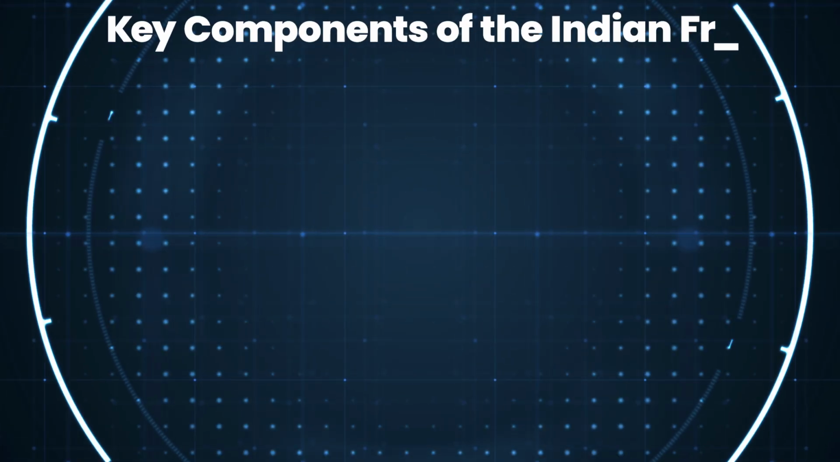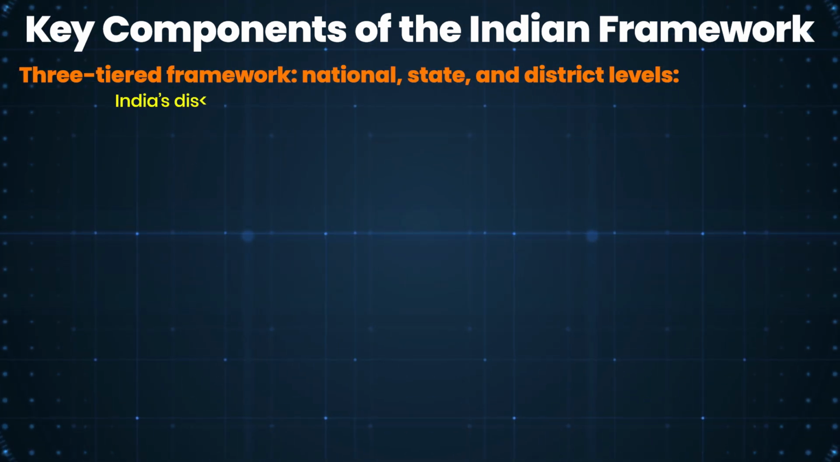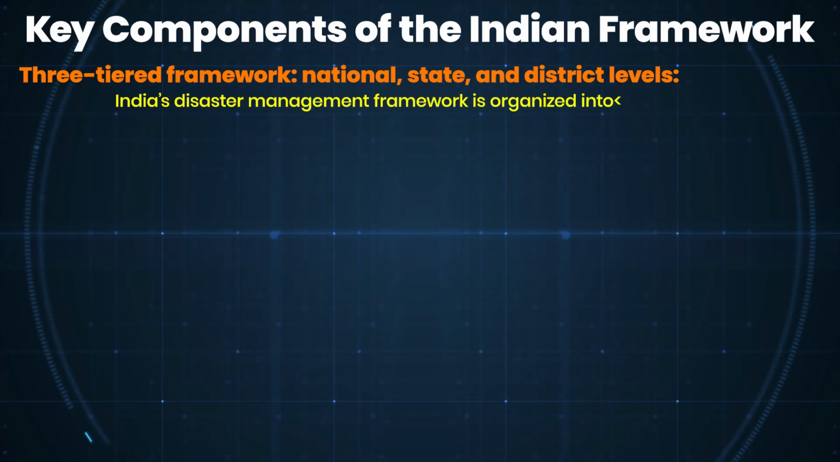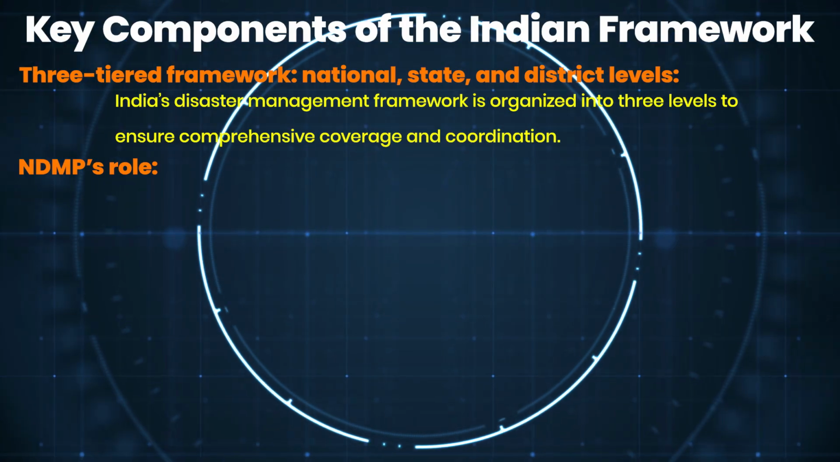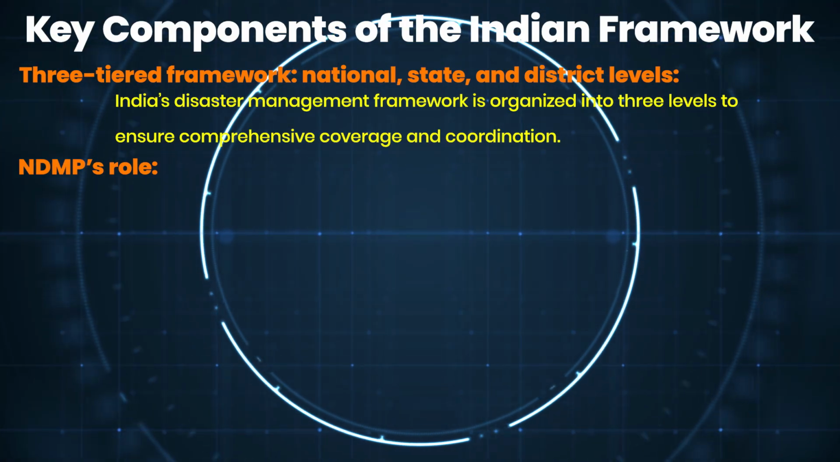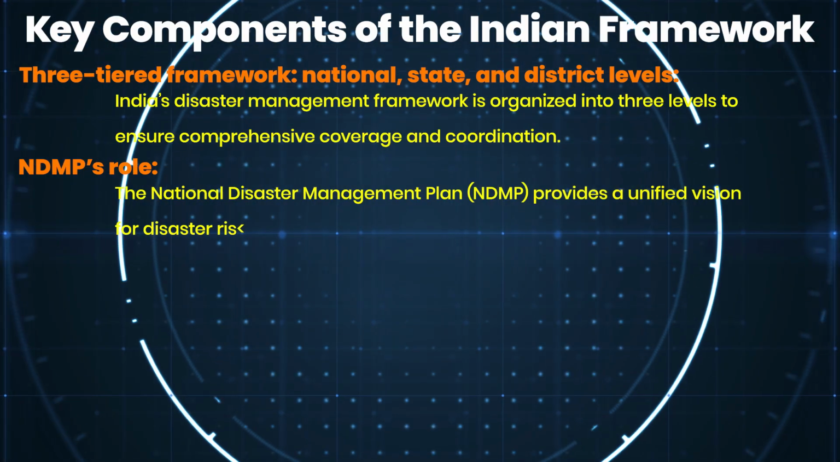Let us try to understand what the key components of India's framework are. India's framework is a three-tiered framework: the national level, state level and district level. India's disaster management framework is organized under these three levels, and the first one is the national level, that is the NDMP, National Disaster Management Plan. The role of the NDMP is to provide a unified vision for disaster risk reduction across the country. NDMP outlines goals, policies and strategies for disaster management that states can adapt and implement.